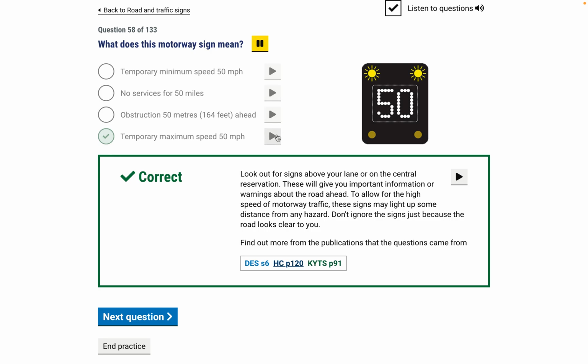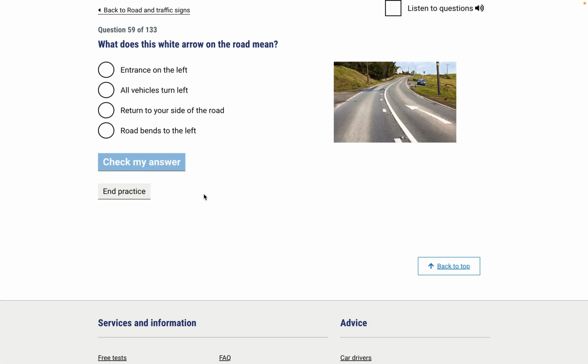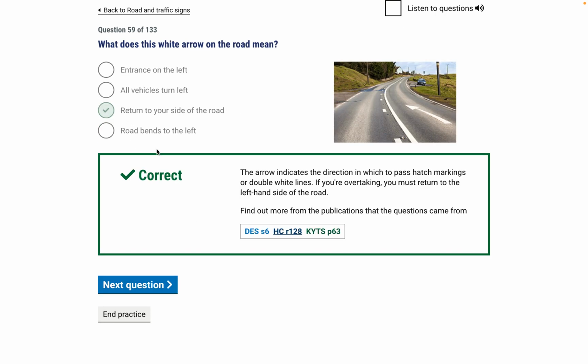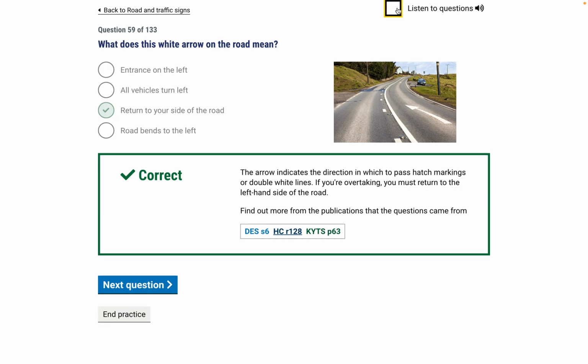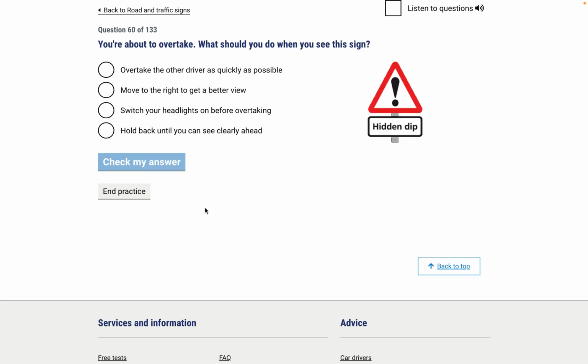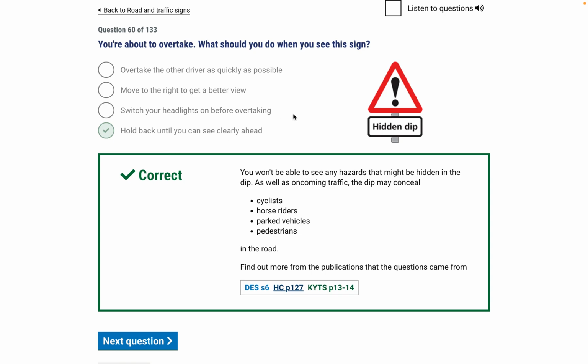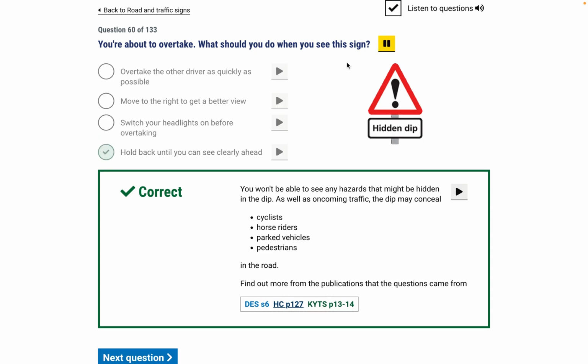What does this motorway sign mean? Temporary maximum speed 50 miles per hour. What does this white arrow on the road mean? Return to your side of the road. You're about to overtake. What should you do when you see this sign? Hold back until you can see clearly ahead.